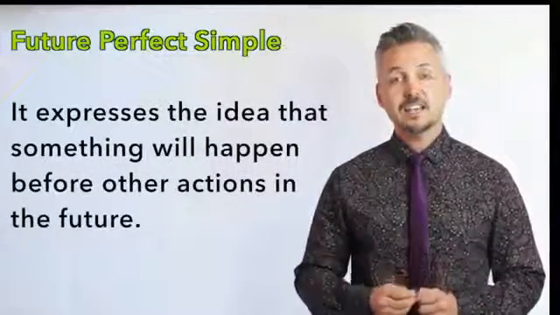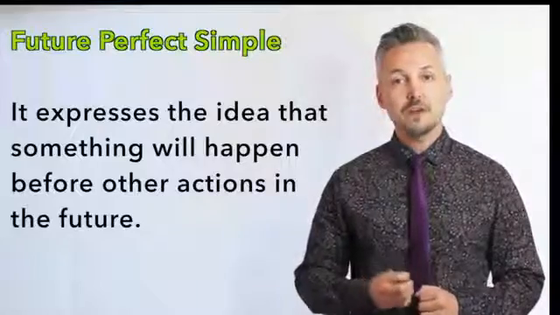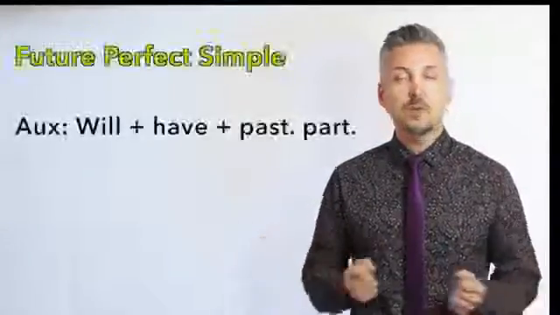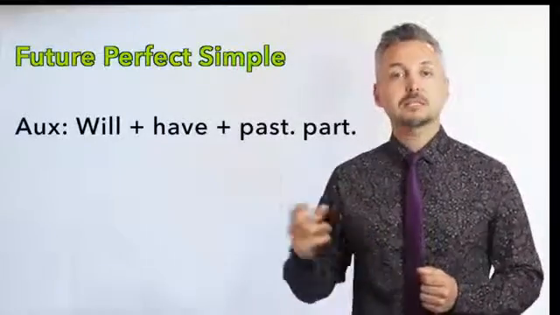So now let's recap, okay? I said to you that the future perfect expresses the idea that something will happen before other actions in the future. We use the auxiliary will plus have plus past participle. You can sometimes think of the future perfect like the present perfect, okay? Just remember that the viewpoint is in the future instead of the present, like in the present perfect.